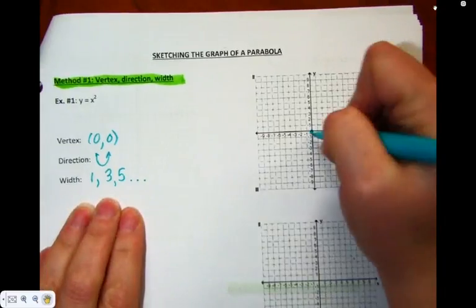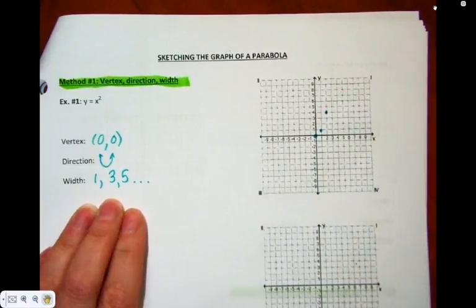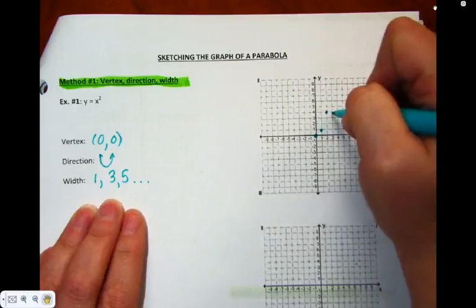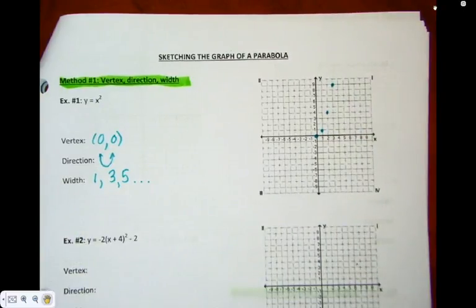So I'm going over 1 and up 1, and I'm going to put a dot. Then from that second dot, I'm going to go 1 over and 3 up, and I'm going to put a second dot. Then from that dot, I'm going to go 1 over and 5 up. If I had room, I would go 1 over and then 7 up, and then I would go 1 over and 9 up, and if I had room, I would keep going.